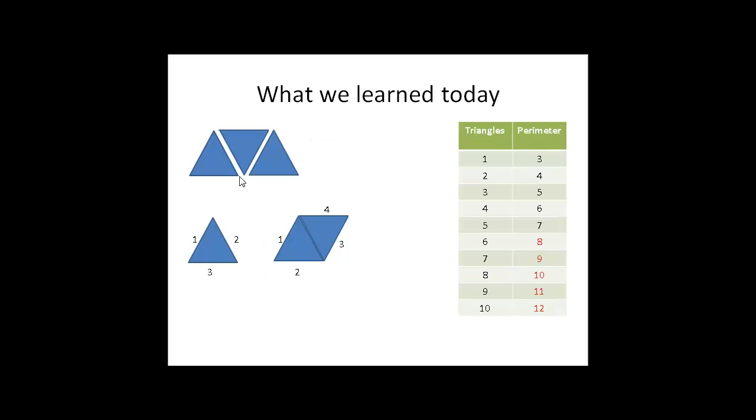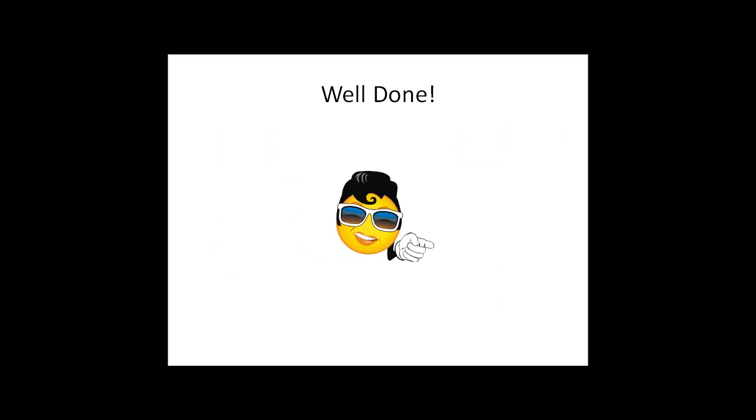We've learned about triangle patterns and how they point up or down depending on the number of triangles we add to the pattern. We've also learned about perimeter and how if you add 1 triangle to the perimeter, your perimeter total goes up by 1. Well done.